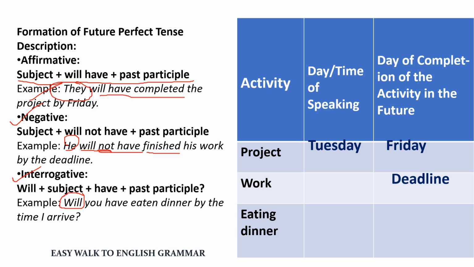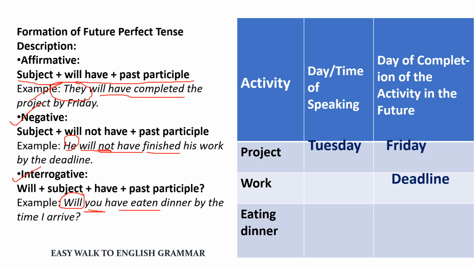Now to our point here, interrogatives are formed by bringing the modal auxiliaries to the beginning of the sentence. Will plus you. After the modal auxiliary, we have to use the subject plus eaten, the past participle of the verb eat. I hope you understood the sentence constructions in the future perfect tense.